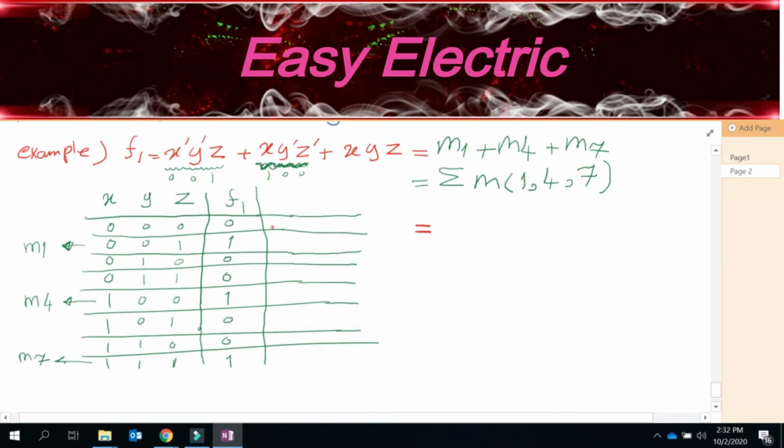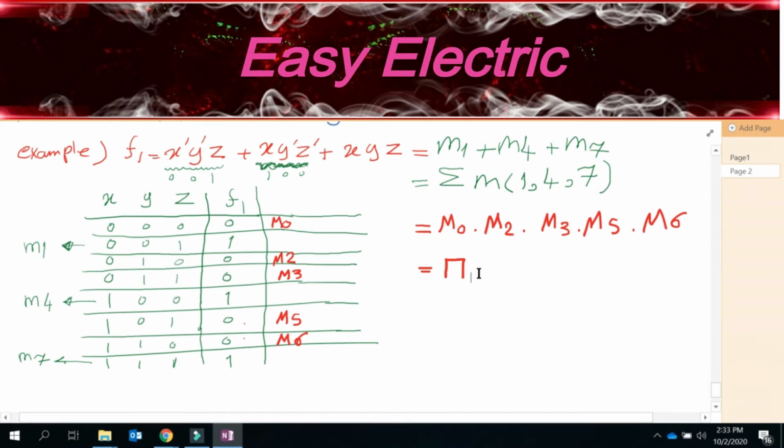What is this number? This is max term 0, right? Max term 0. What is this? This is M2. What is this here? I could say this is M3. So I don't want to write this. So this is M5. I'm just interested where the function is 0, right? So how about this? This is M6. That means I could say this function equals max term 0 times max term 2 times max term 3 times max term 5 times max term 6.